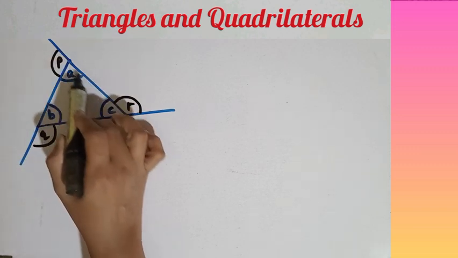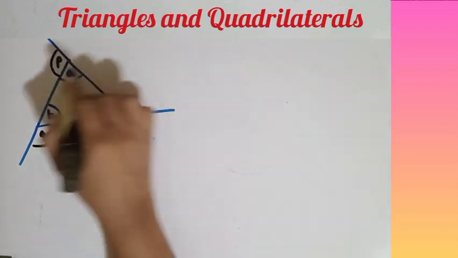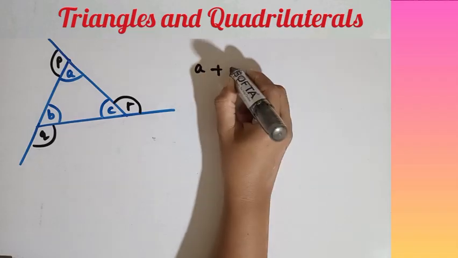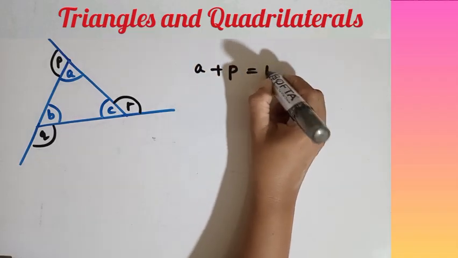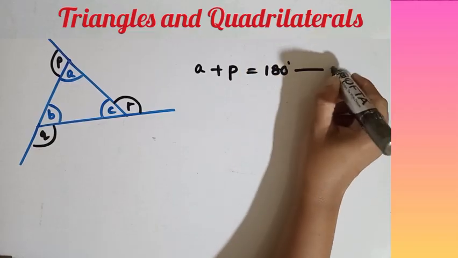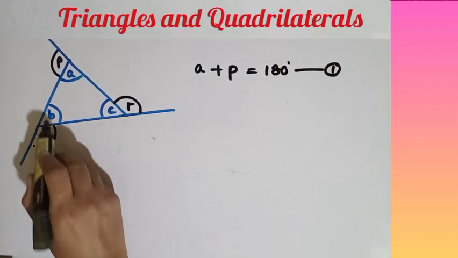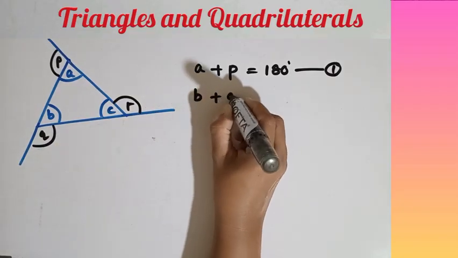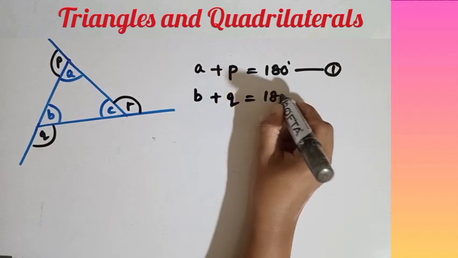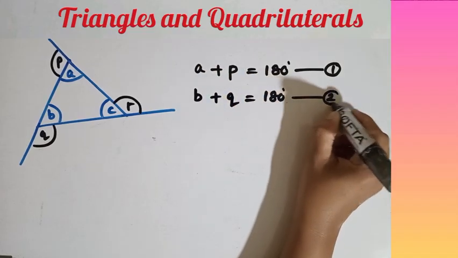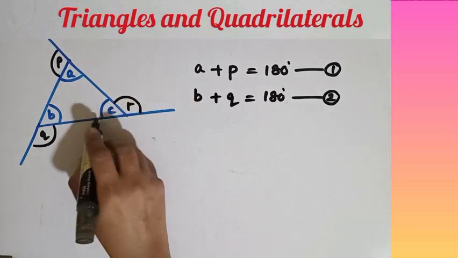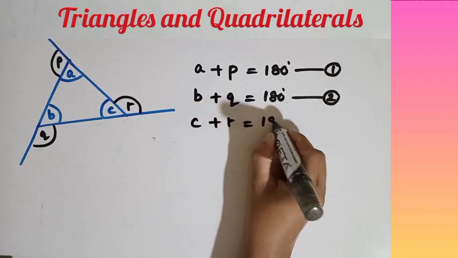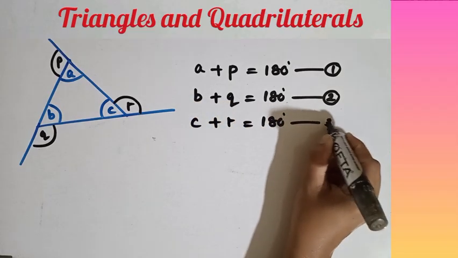We know that the sum of the angles on a straight line is equal to 180 degrees. So here we can take three equations. A plus P equals 180 degrees. This is equation 1. Then in the same way, B plus Q equals 180 degrees. This is equation 2. Then C plus R also equals 180 degrees. This is equation 3.